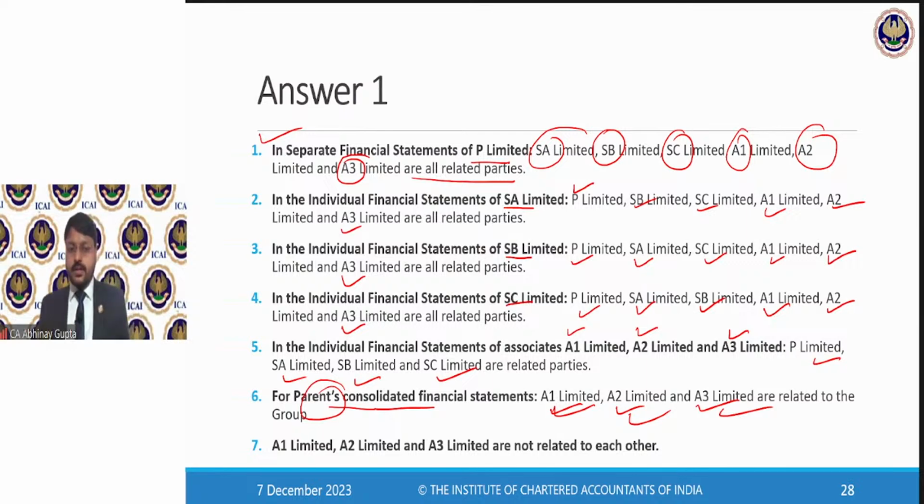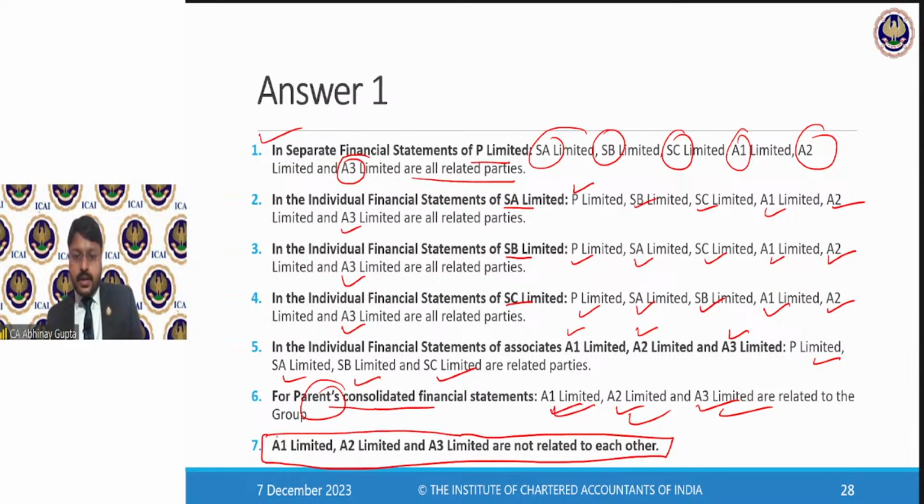Right now, A1, A2, and A3 are not related to each other. Right. For A1, A2 and A3 are not related. For A1 and A3 are not related. For A3, A1 and A2 are not related. Because associate to associate are not covered in the related party definition.